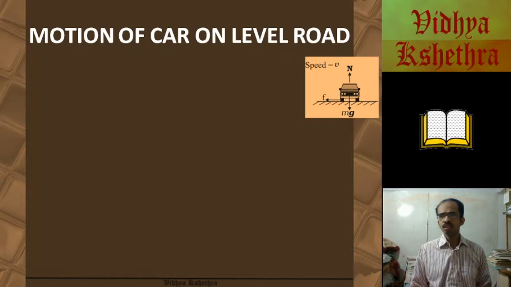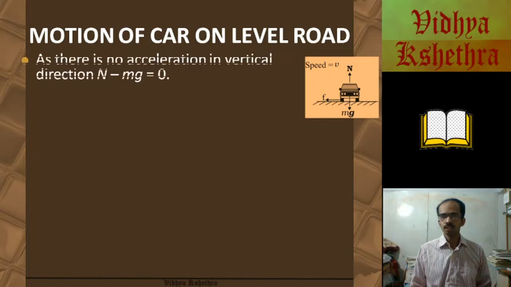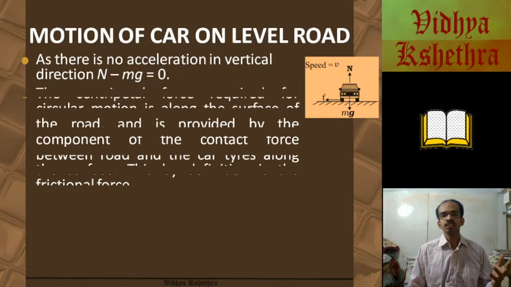Now, motion of car on level road. In this case, as shown in the figure, these three forces act as shown. As there is no acceleration in the vertical direction, we can say that N minus mg is equal to 0, or N, which is the normal reaction, is equal to mg.